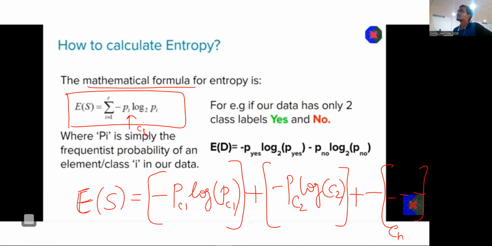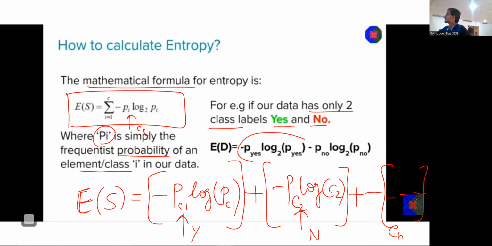Okay, so this is the meaning of that, where Pi is simply the probability of that element or class or category in the data. For example, if our data has only 2 classes, then the 2 categories of output or label are yes and no. So instead of category 1, we can write yes, and instead of category 2, we write no. At that time the formula will become this one: minus P of yes log P of yes, minus P of no log P of no.